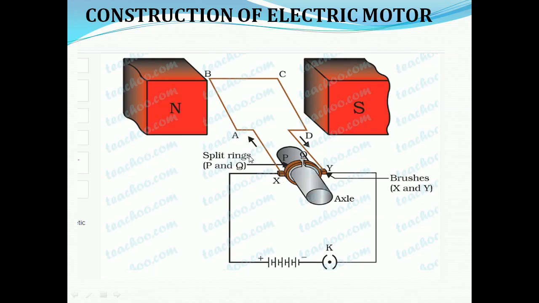Above the axle there is a C-shaped split ring, which acts as a commutator. The role of the split ring is to reverse the direction of current, and this split ring is connected outside with the brushes X and Y. Not only that, the electric motor is connected with a battery which acts as the source of current. So this is about the construction of the electric motor.